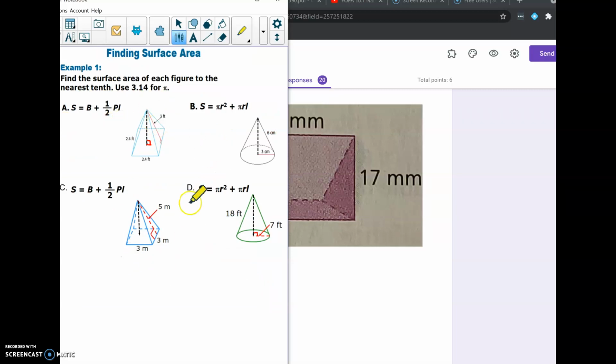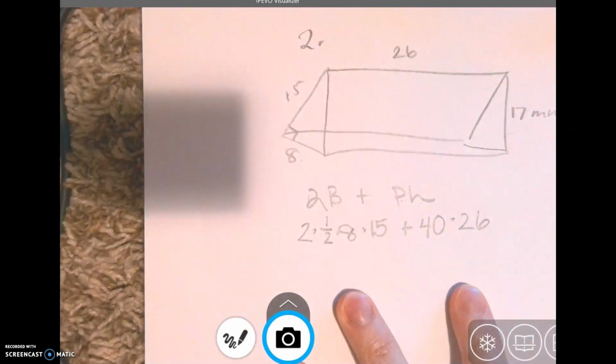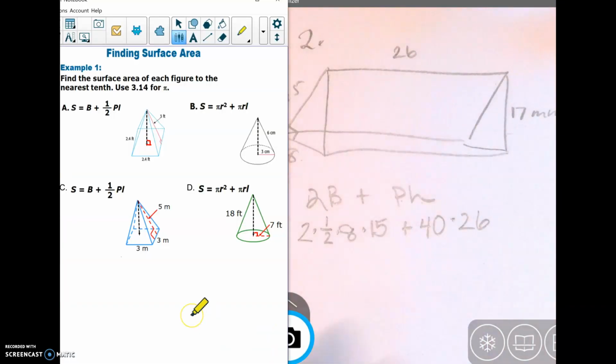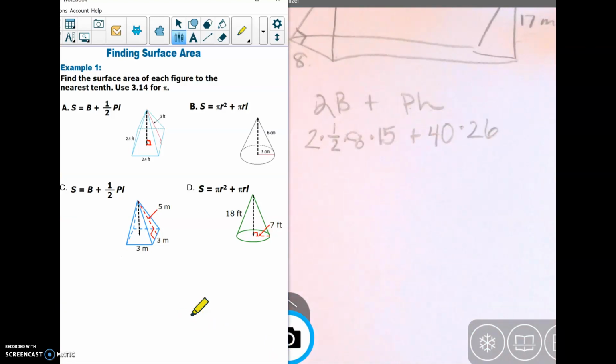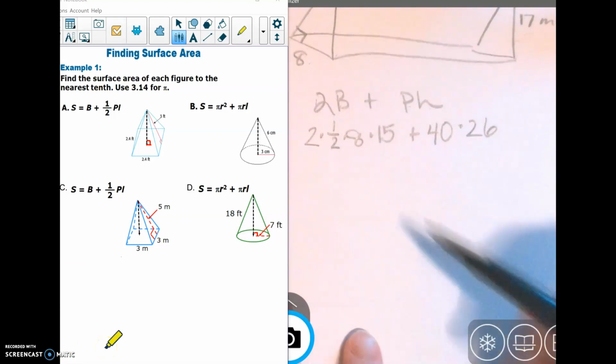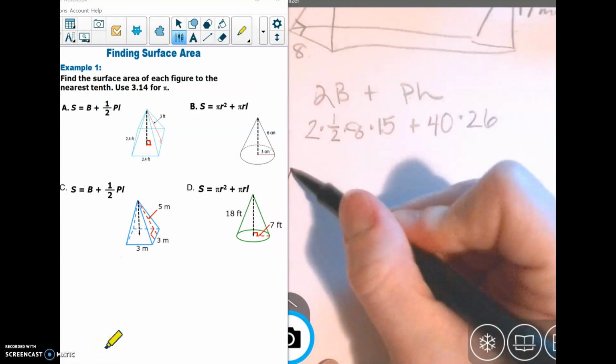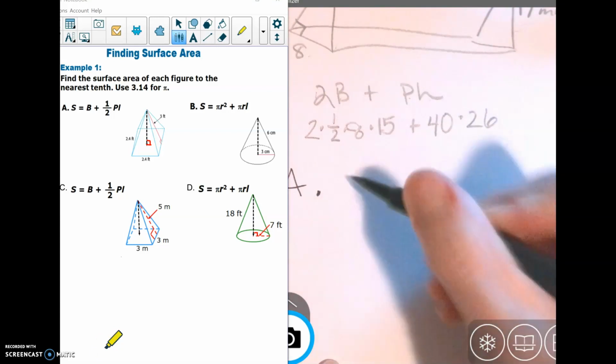Okay, so you should have a picture of all of these, and I wrote in the more specific formula. So we'll do, see if I can get this side by side. Boom. All right, I'm going to pause the video and see if I can get a pen. All right, so we're going to do part A first, or problem A.